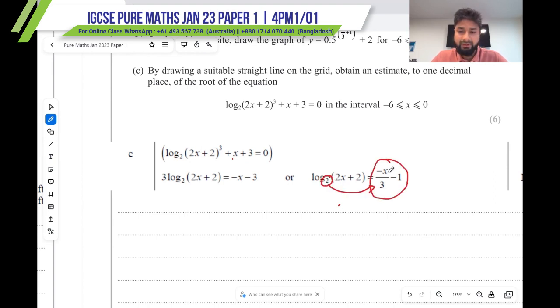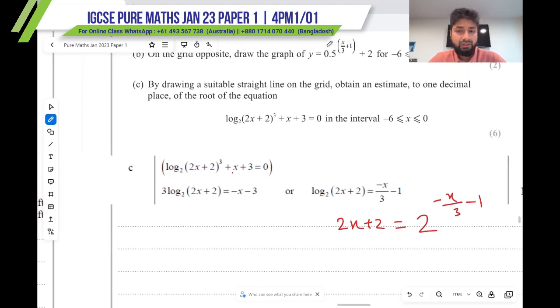and make everything as power. So the next step should be as it is. 2x + 2 = 2 to the power of (-x/3 - 1). But in the question, you can see it's 0.5. There is no 2. As there is no 2, we have to somehow introduce 0.5 over here.